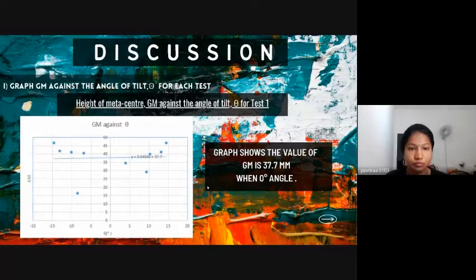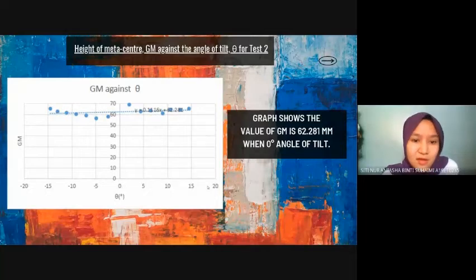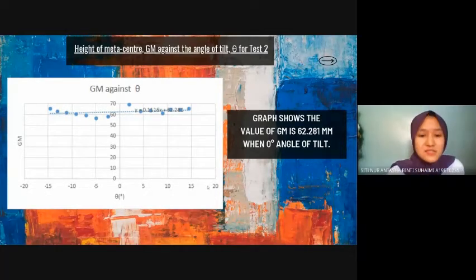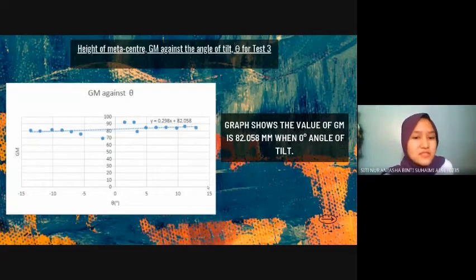Okay, next. For test 2, this is the graph that we get. The value of GM that we get is 62.281 millimeter when 0 degree angle of tilt. Okay, next. For test 3, the value of GM that we get is 82.058 millimeter when 0 degree angle of tilt.